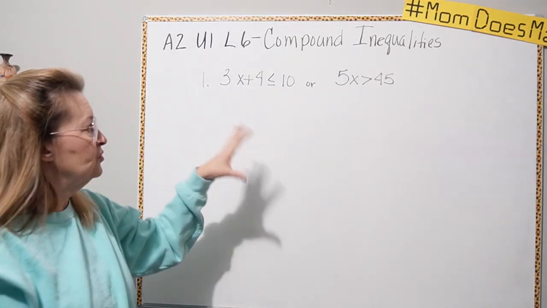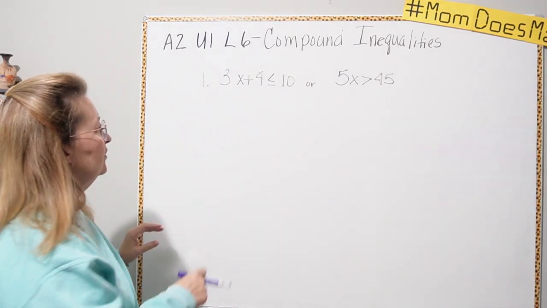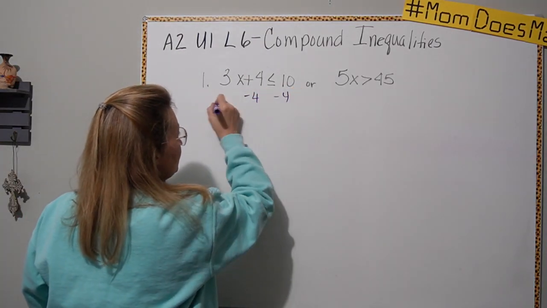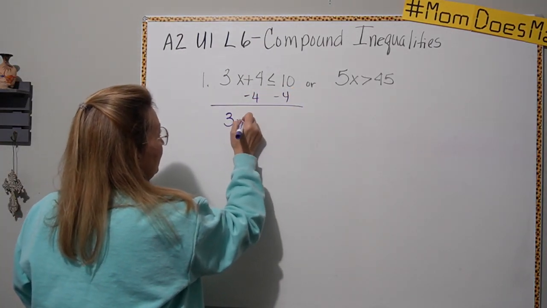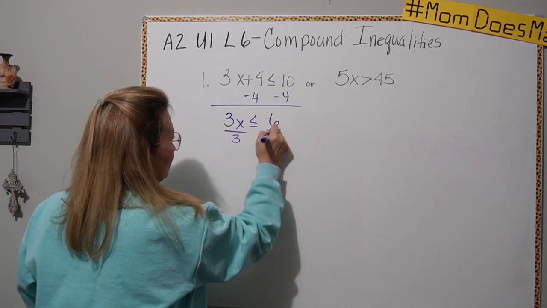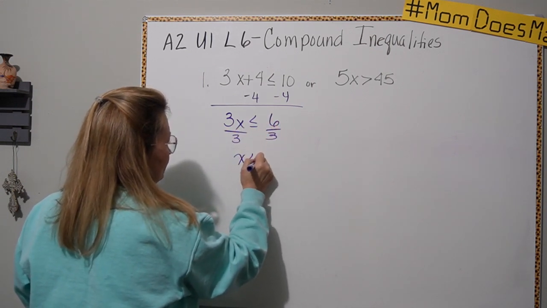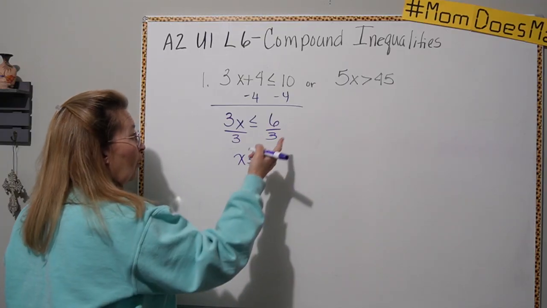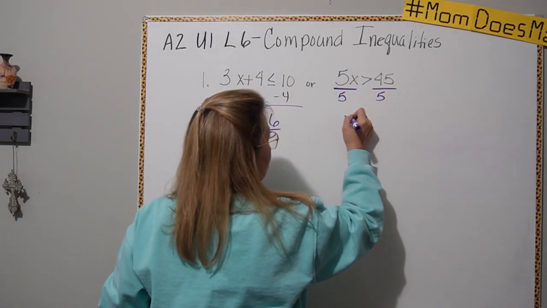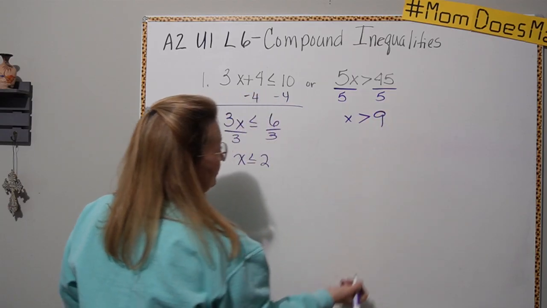So we're going to solve each one separately, just like we've been doing. All right, for this one, I'm going to subtract 4 from each side. So I have 3x is less than or equal to 6. Divide both sides by 3. So I've got x is less than or equal to 2. Or, come over here, divide both sides by 5. So x is greater than 9.